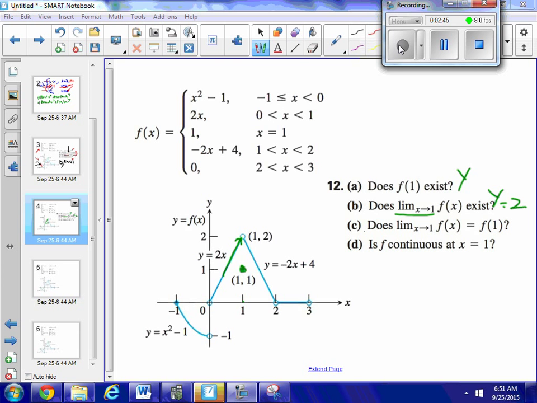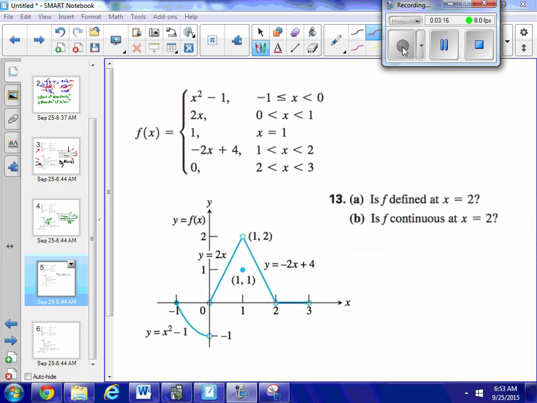Does the limit as x approaches 1 of f of x equal f of 1? No, it doesn't. Because f of 1 is 1, and the limit as x approaches 1 is 2. And that's actually the fact that it approaches from either side, because it's a limit, so it comes from both sides. So is f continuous at x equals 1? No, it is not continuous at x equals 1.